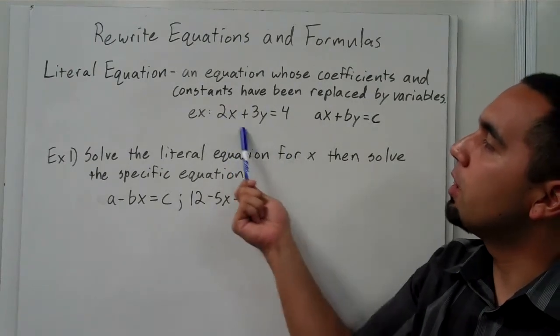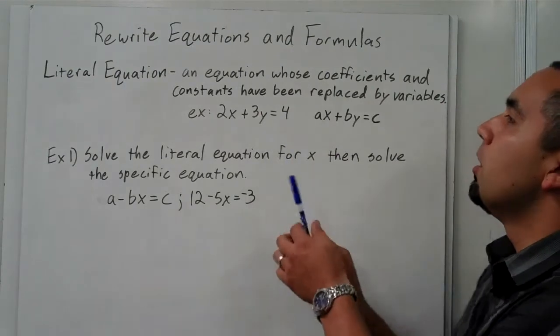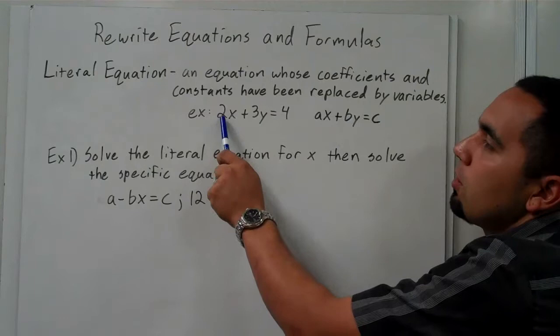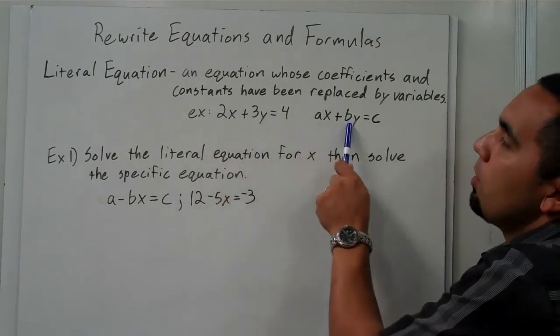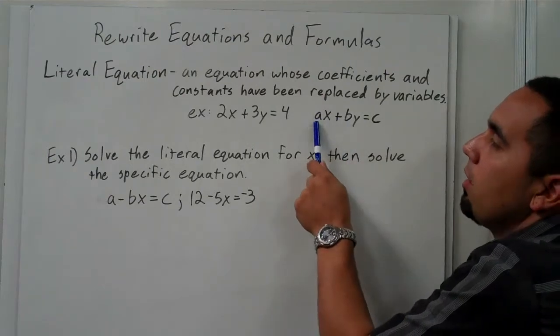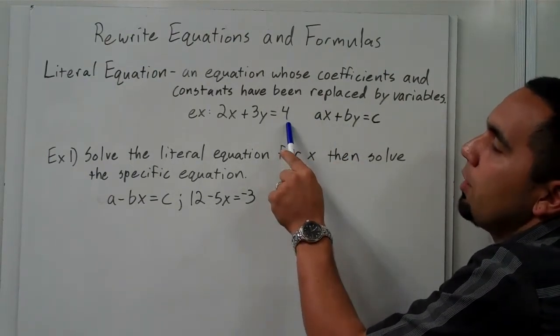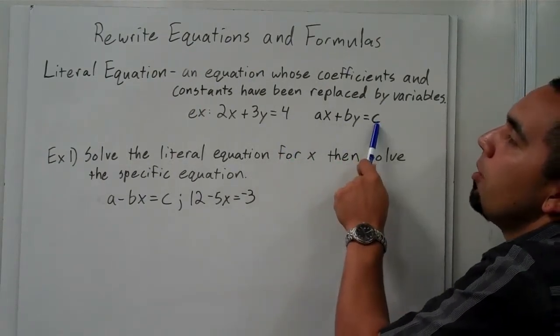So we're used to something like this: 2x plus 3y equals 4. A literal equation would literally replace the coefficients, which would be the numbers in front of our variables, right? 2 and 3. We replace those with variables. They can be any letters, A and B. And then this is a constant. It has no variable next to it, so that's a constant. And again, that's been replaced with the variable as well.